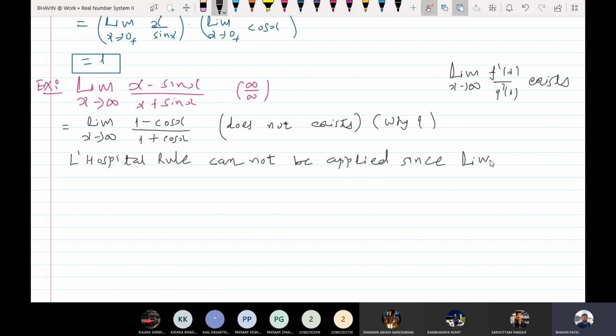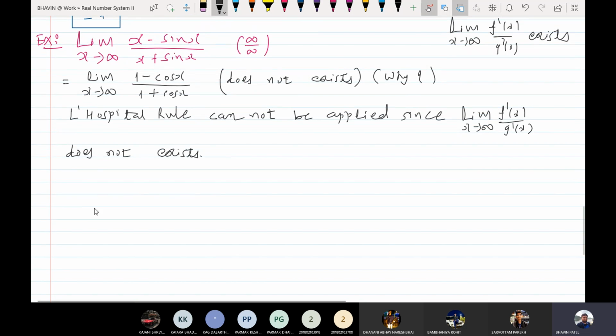Since limit x tends to infinity, f dash x upon g dash x does not exist. Okay, so due to this reason, now how can we find out this limit? Anybody? Abhay, do you have any idea?